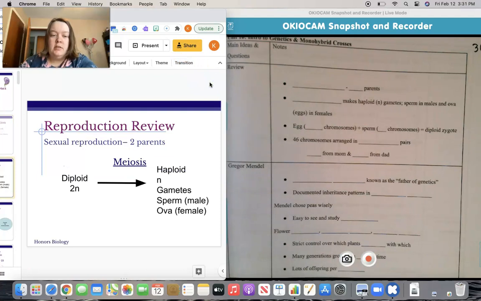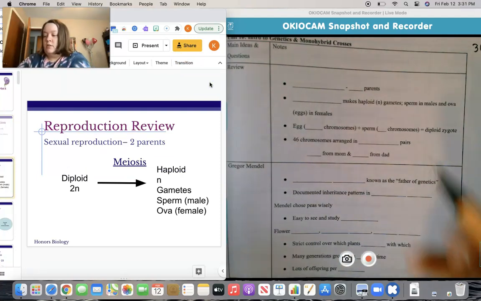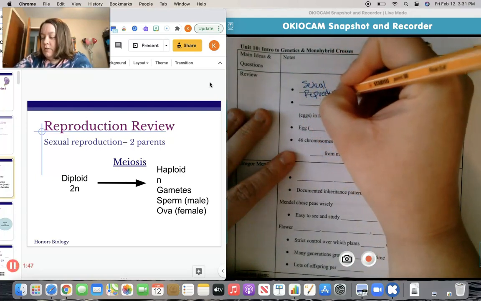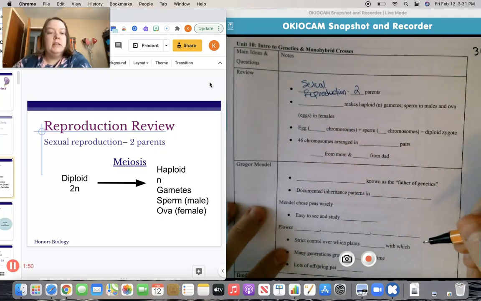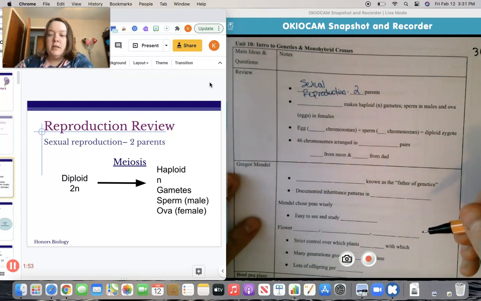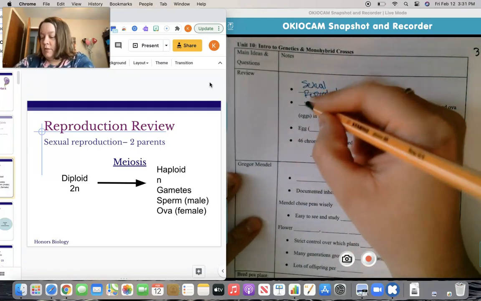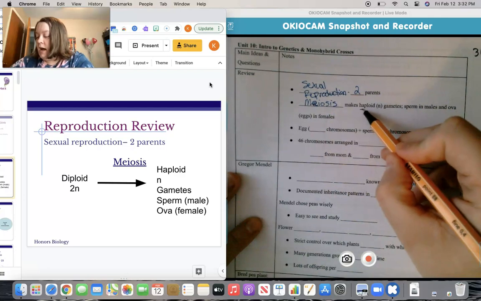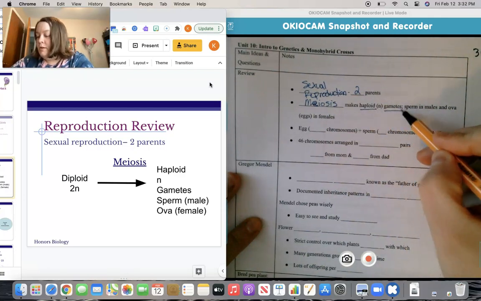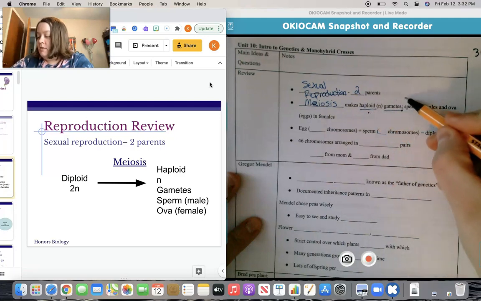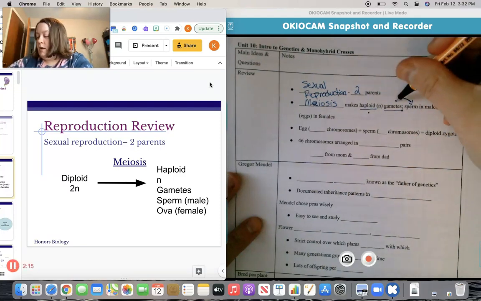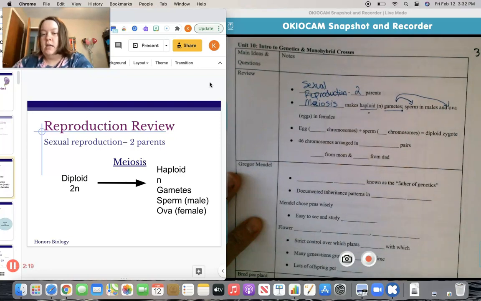And the type of reproduction that gives that genetic difference is sexual reproduction. Sexual reproduction involves two parents, and it leads to genetic diversity. The sex cells will eventually come together to make a baby. The process that does this is called meiosis. Meiosis is a process that makes haploid gametes. Remember, haploid means contains half of the genetic material. Gametes are our cells that are going to come together to make a baby. In males, the gamete is the sperm, and in females, a gamete is the ova or the eggs. And meiosis is the process that creates these cells.